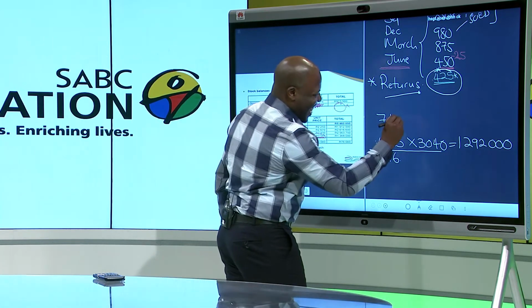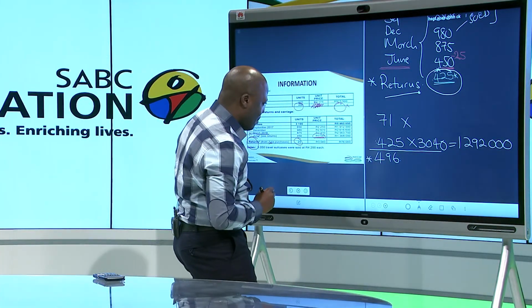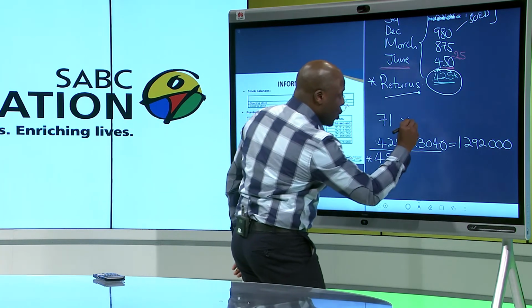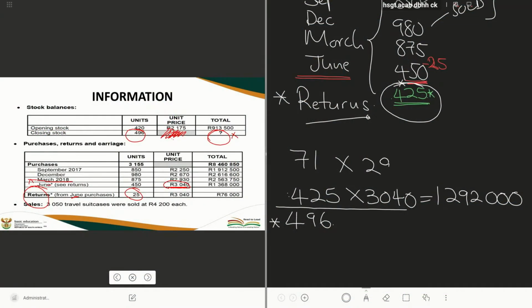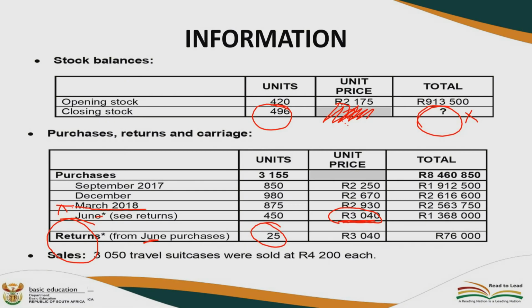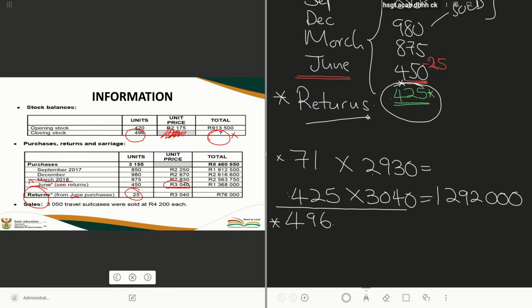So it's now easy, boys and girls. Let's get the unit price in March. The unit price in March is 2,930. I'll repeat. The 71 units are coming from the month of March, and in March the unit price is 2,930. Let's punch this in your calculator. 71 multiplied by 2,930. And you get 208,030.